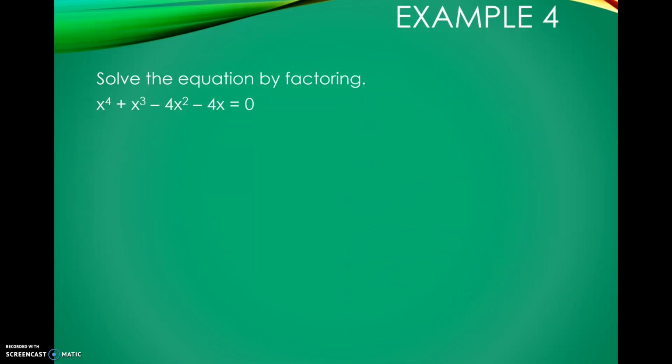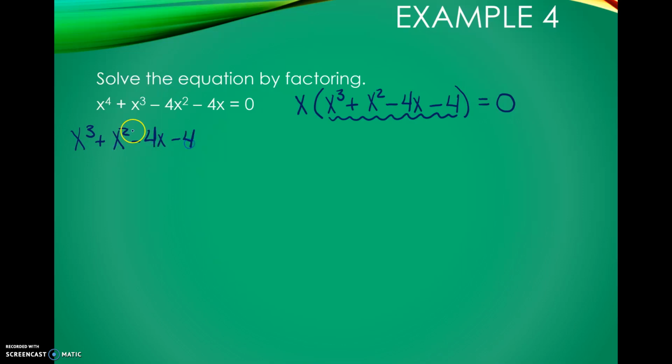I see 4 terms, which means we're probably going to have to factor by grouping, but I'm also noticing that all of these terms have an x in common. So I'm going to first factor out an x. That will give me x to the third plus x squared minus 4x minus 4. Now, over here, I'm going to take this part, the x to the third plus x squared minus 4x minus 4, and factor by grouping.